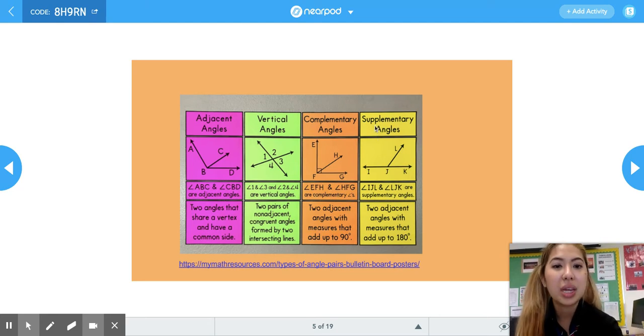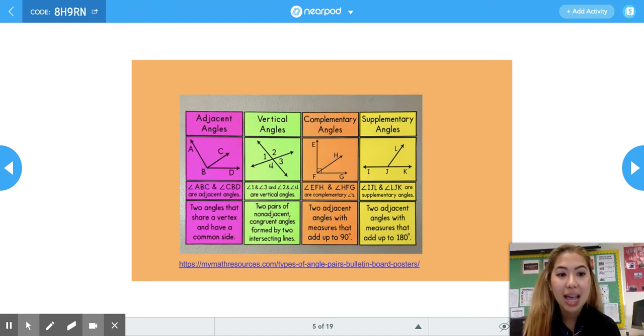Supplementary angles, an easy way to remember that is the S in supplementary can stand for the S in straight line, because as you can see, supplementary angles are 2 angles that when you combine them together make a straight line, and straight lines are 180 degrees, so the 2 angles have to add together to be 180 degrees.